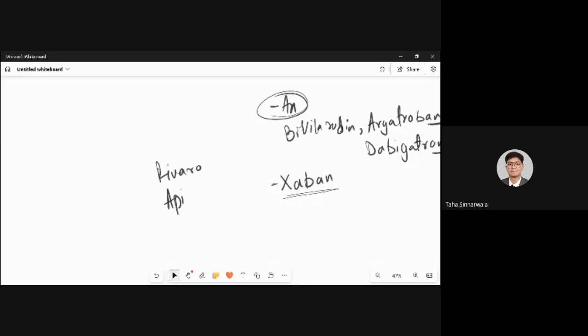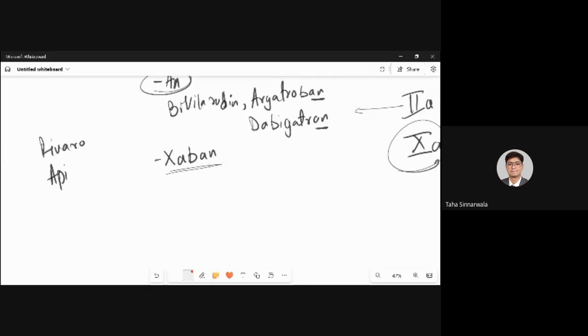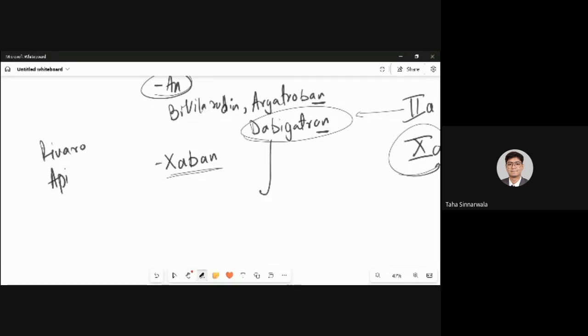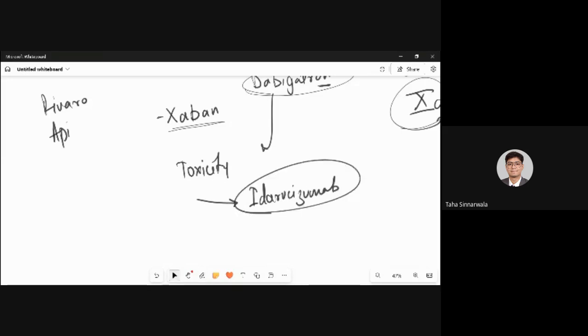However, there is one fact which the USMLE loves, and you'll usually see a very similar question, which will be about dabigatran. When you have dabigatran toxicity, you can treat that with a medication called idarucizumab. This is a monoclonal antibody, and it can help treat the toxicity which you can get from dabigatran.